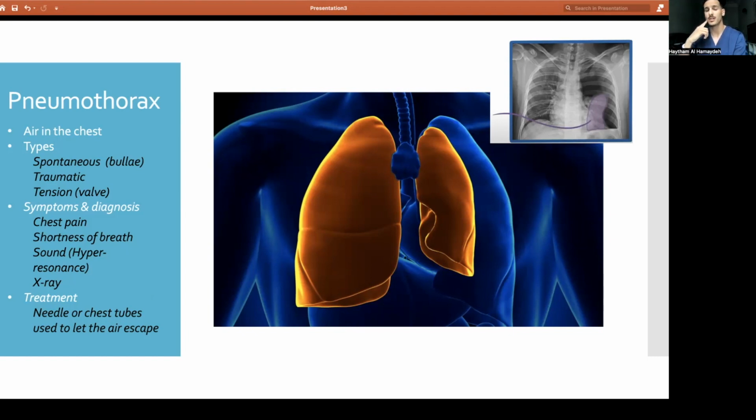The second type is the traumatic, where let's say something pokes through the external covering of the wall of the lung, and so this is called the traumatic. Let's say a bullet or a knife. Here, pneumothorax evolves as well.